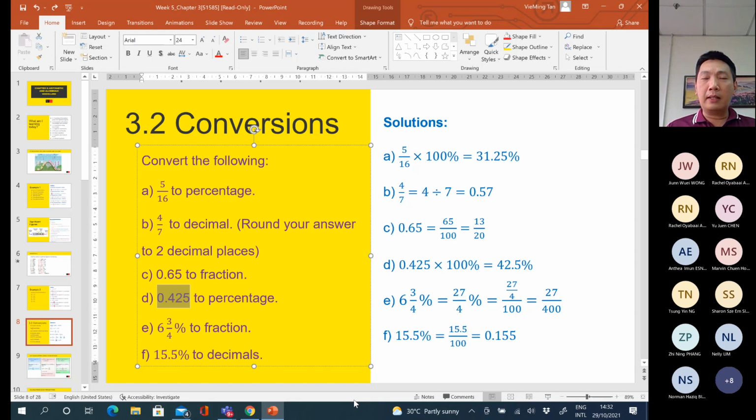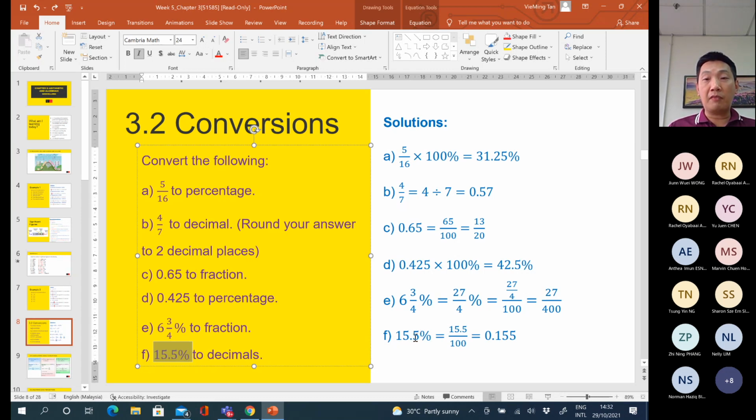Then you may ask, can we convert back? How about converting from a percentage to a decimal number? That means the reverse process. Let's say we have this example, 15.5% is a percentage, and you are asked to convert it to a decimal number. It's very easy. You use 15.5 divided by 100.